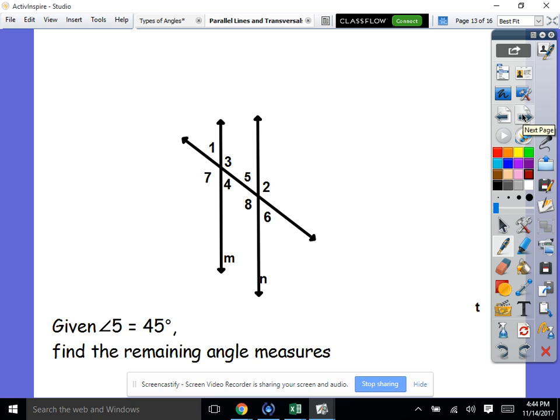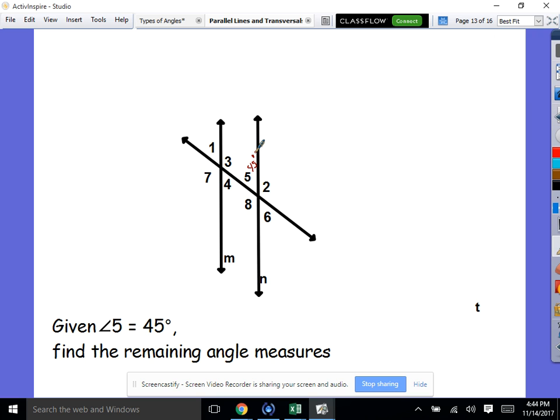Ooh, a little bit different because our parallel lines are running vertically now, but given angle 5 is 45, let me write that in here, that's small. Then I know my measures are 45 and 180 minus 45. So 10 minus 5 is 5, 7 minus 4 is 3. So it will either be 45 or 135.